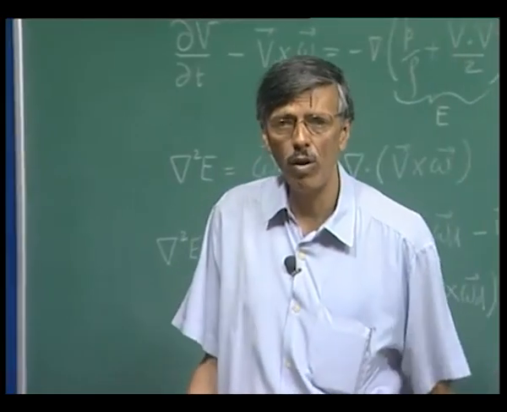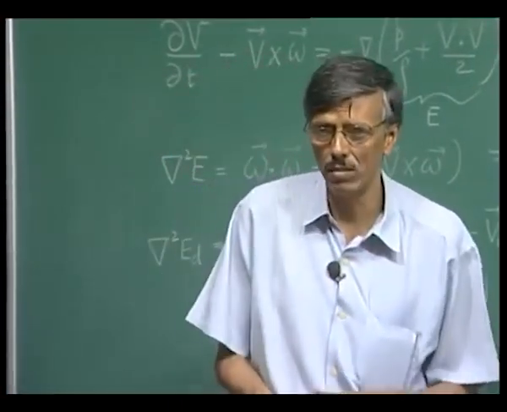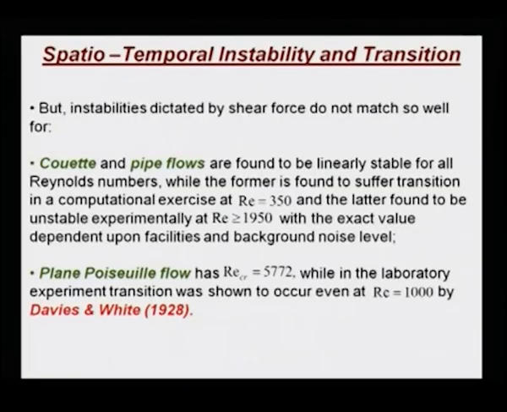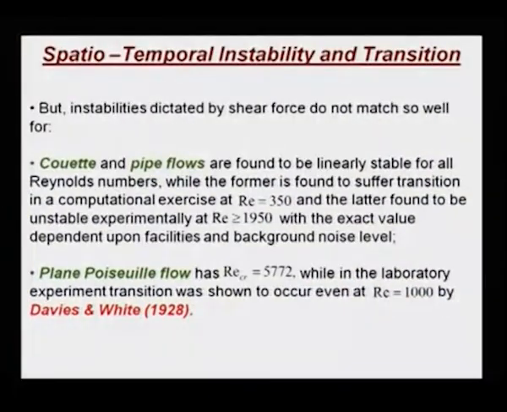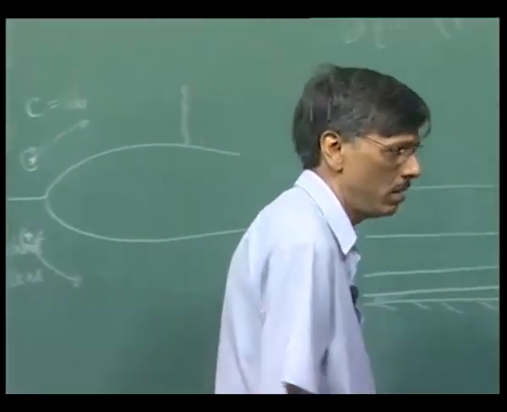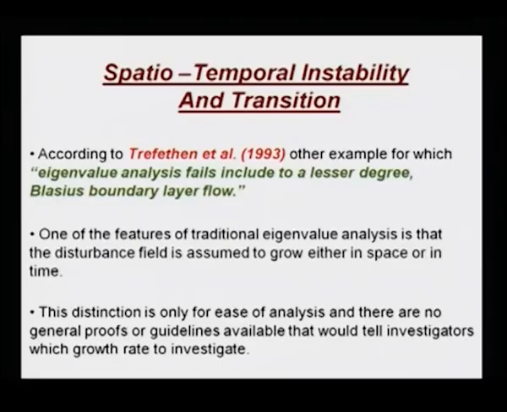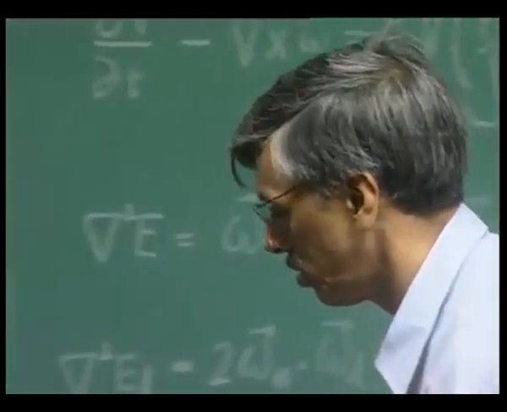If you look at the flow inside a plane channel, like what is called as a plane Poiseuille flow, the linear stability theory gives a critical value based on displacement thickness of the order of 5,700. Whereas this lab experiment reported by Davies and White in this Royal Society paper in 1928, they clearly established that you could actually have even transition as low as 1000.